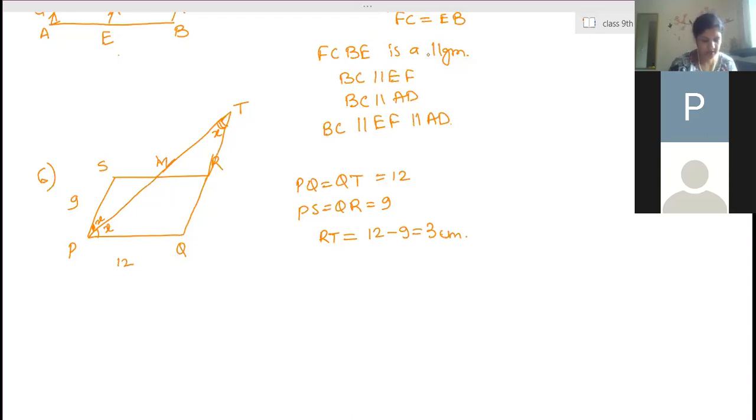Which question were you telling? Example 19 of exercise 10B. In the adjoining figure, ABCD is a parallelogram. E is the midpoint of AB. In that, ma'am, only the second part.